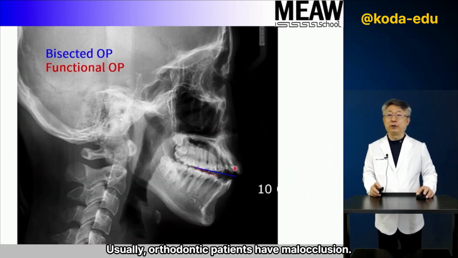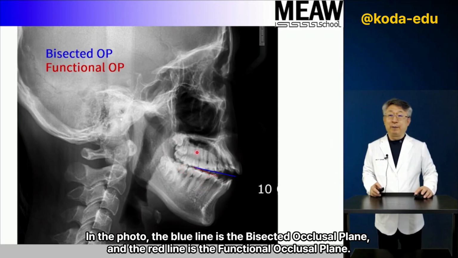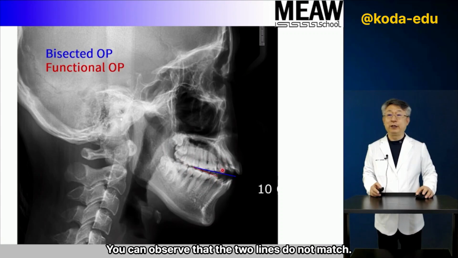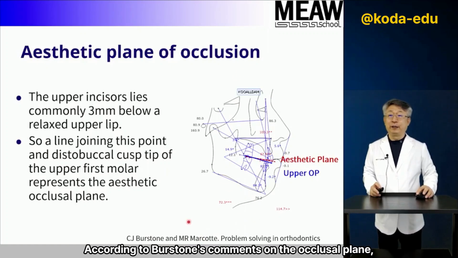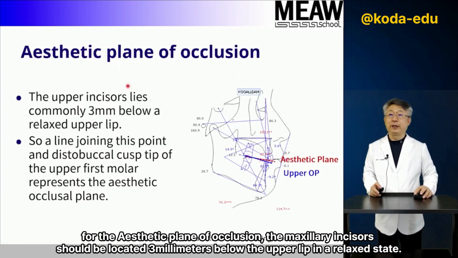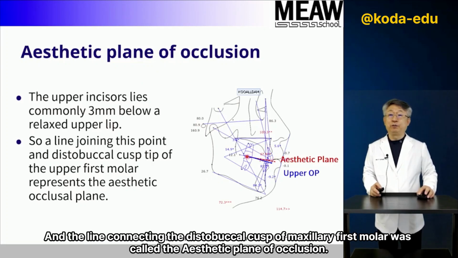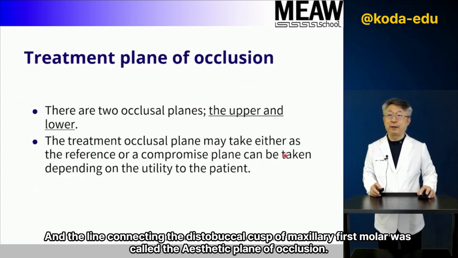Usually, orthodontic patients have malocclusion. In the photo, the blue line is the bisected occlusal plane, and the red line is the functional occlusal plane. You can observe that the two lines do not match. According to Burstone's comments on the occlusal plane, for the aesthetic plane of occlusion, the maxillary incisors should be located 3 mm below the upper lip in a relaxed state, and the line connecting the distobuccal cusp of the maxillary first molar was called the aesthetic plane of occlusion.